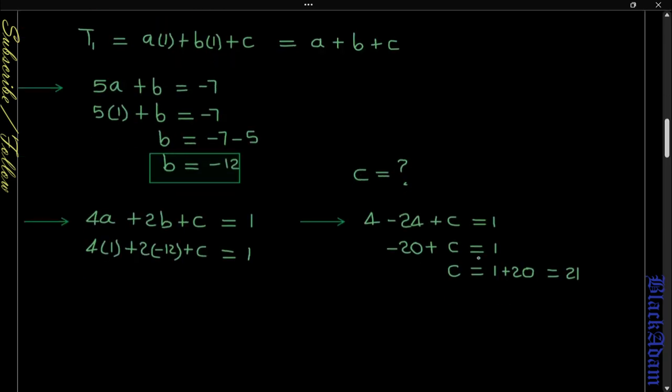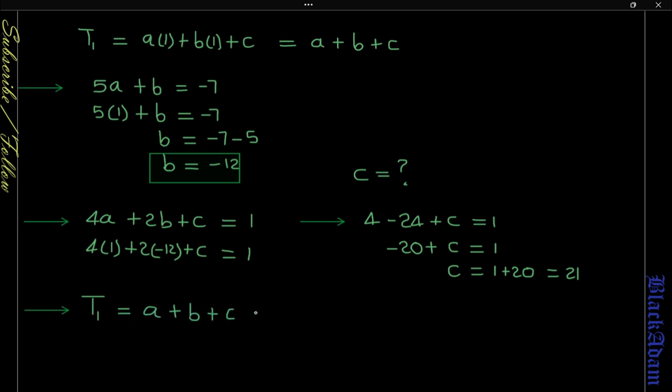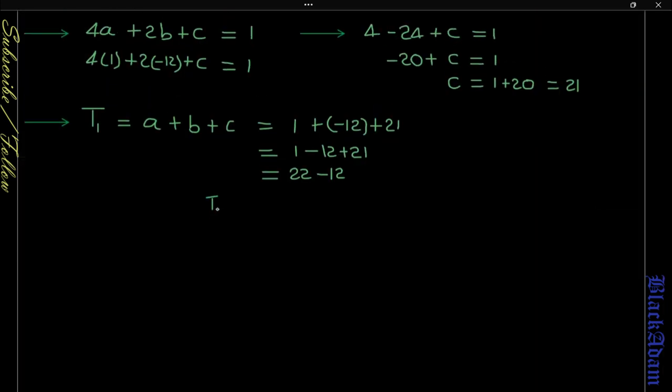Now we have our a, b and c values. So T1 is going to be a plus b plus c, which is 1 plus (-12) plus 21. We put the positives together, 22 minus 12, which is 10. So T1 is 10. That's our answer.